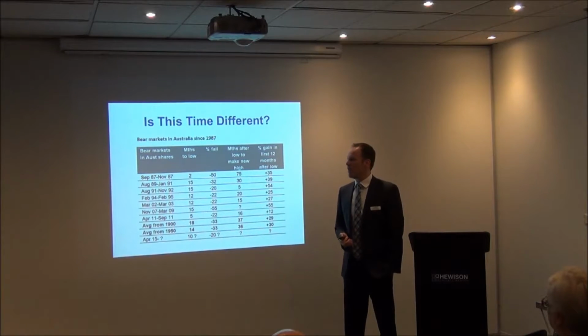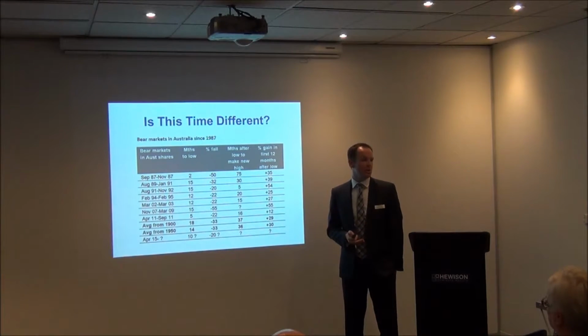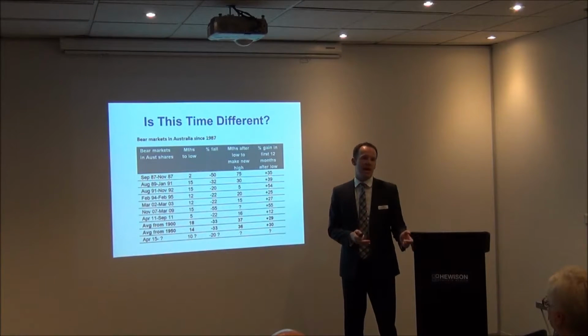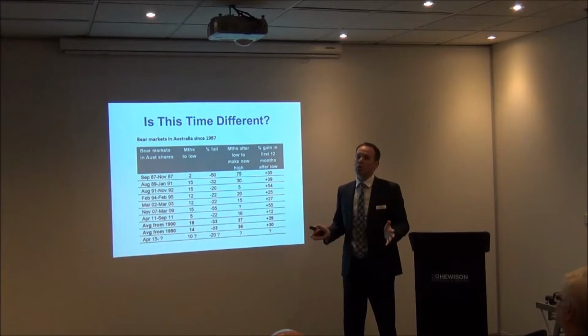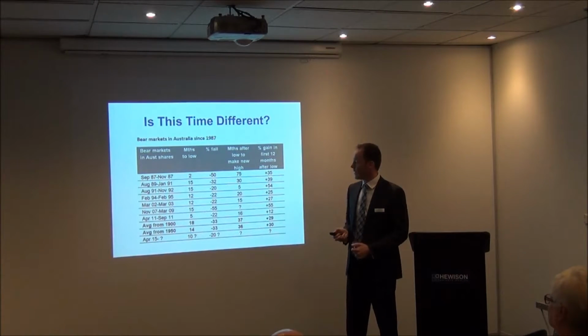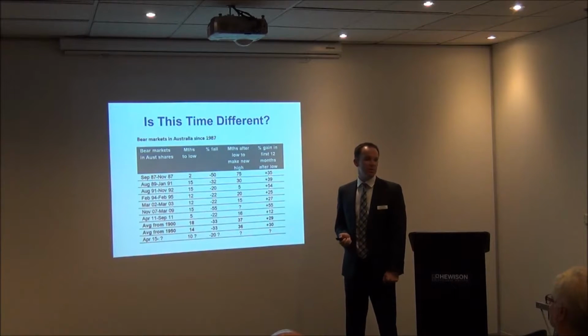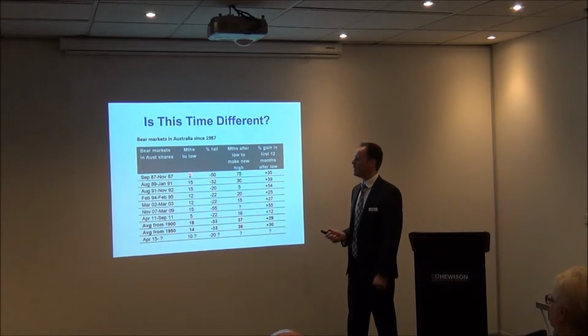And often bear markets, bull markets, they're very hard to identify without the benefit of hindsight. Often it's only when you're looking back at the data you can see, oh, that was a bear market, that was a bull market. When you're living through it, it's very hard to pick. But what we can see here, for example, in September 1987, which was the stock market crash of 87, the market fell 50% over a 2-month period. Huge amounts of volatility. Investments in shares halving over 8 weeks.